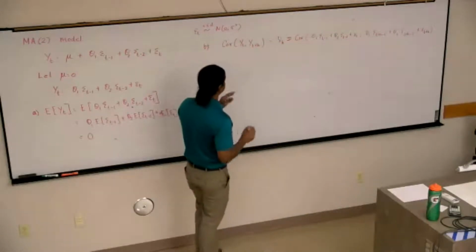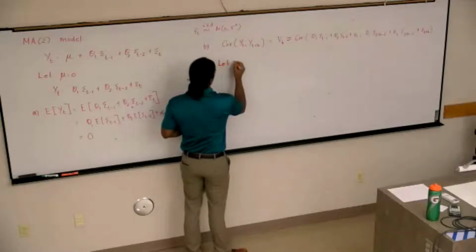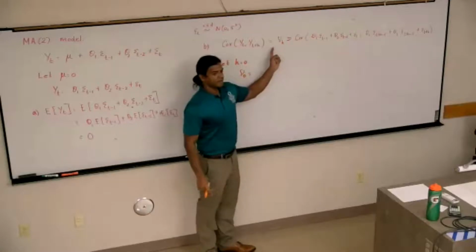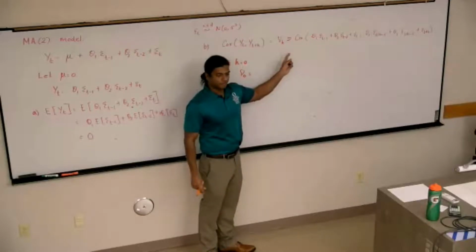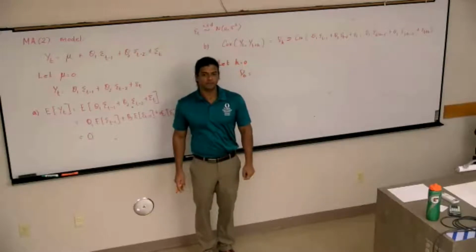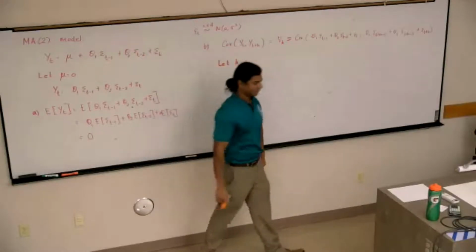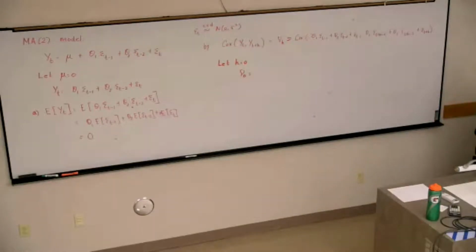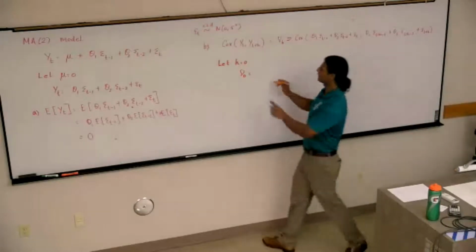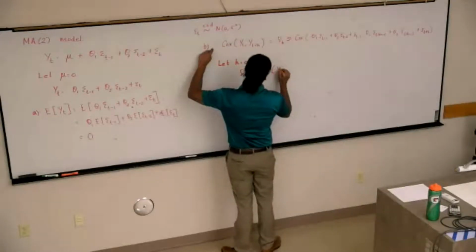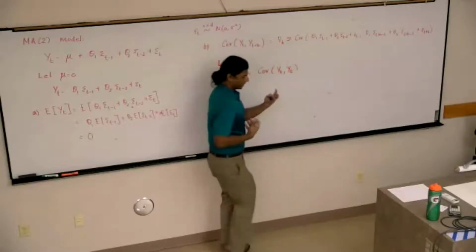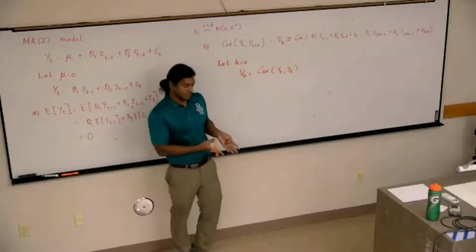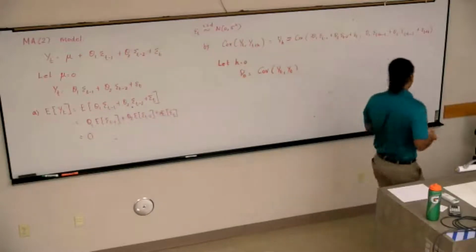So let's start with h equals 0. If h is 0, I am finding gamma sub 0. What does gamma sub 0 equal? Gamma naught simply means the covariance of yt with itself. How does yt vary with itself? That would be the variance, because yt is a random variable.